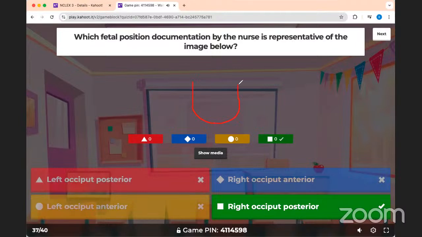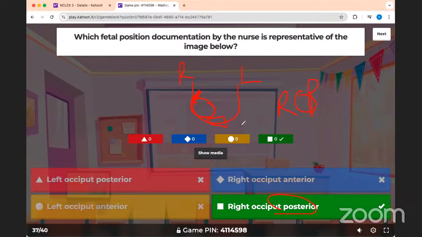Remember, if you look at the image, the baby is touching. If you're facing the mommy, this is the right, and this is your left. Your left is the mommy's right, right? So the baby is touching mommy's right, so it's the right side. He's using the back of his head, his occiput, and he's touching the back side of the mommy, posterior. This is the right occiput posterior.